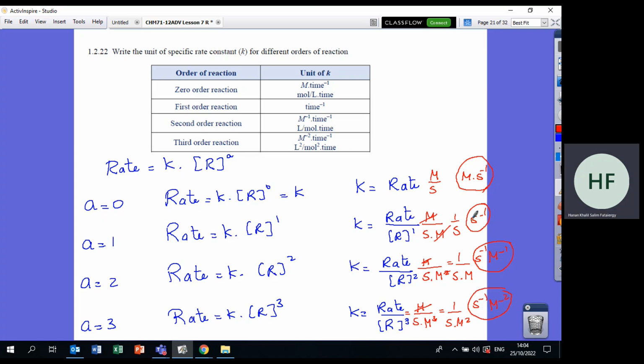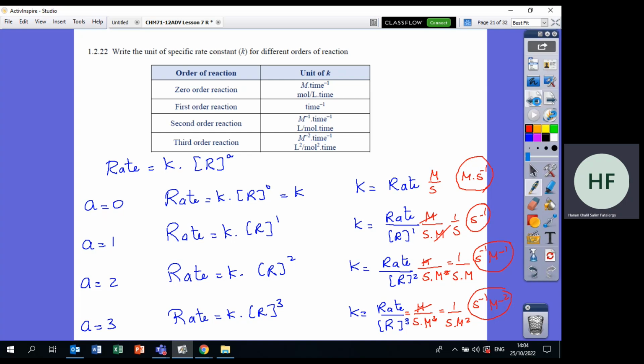What is common for all these? S minus 1. Notice that all of them have s minus 1. What is different? The M. In the zero order I have M. In the first order, no M. In the second order, M minus 1. In the third order, M minus 2.